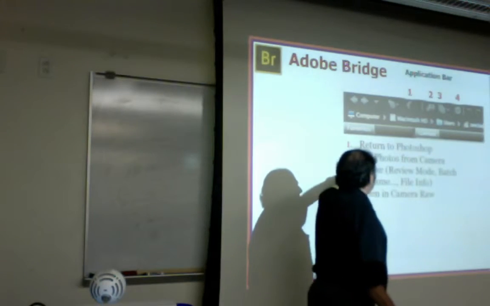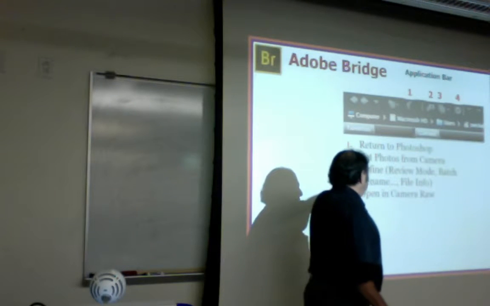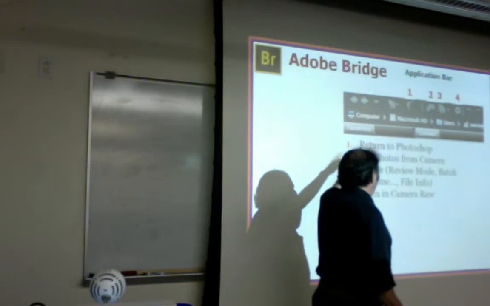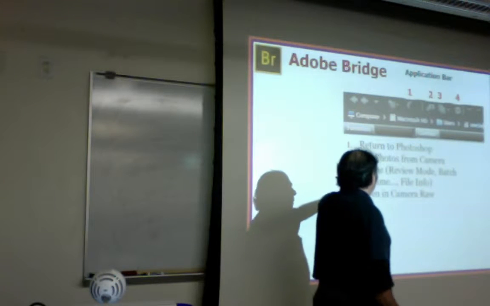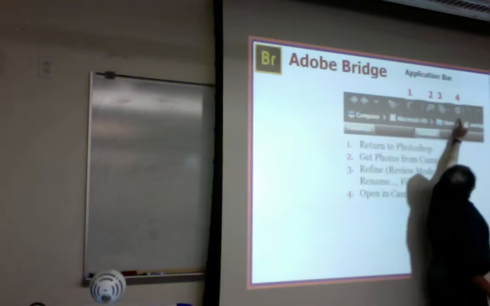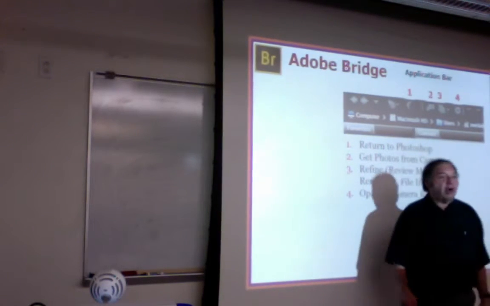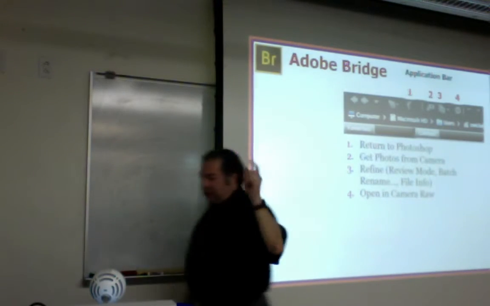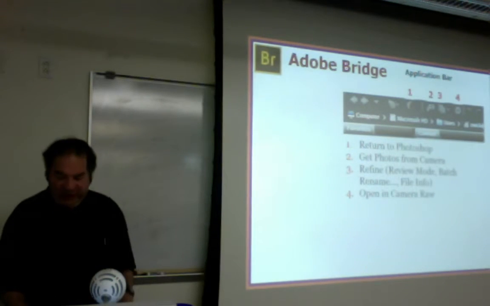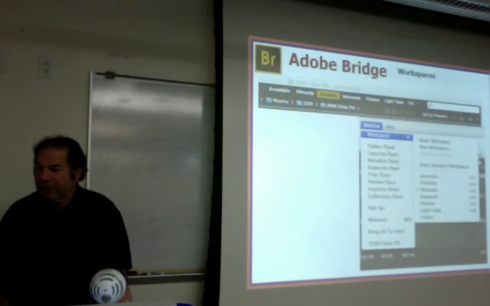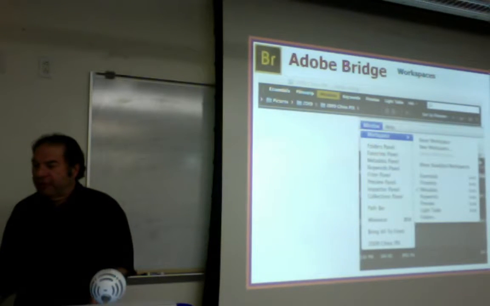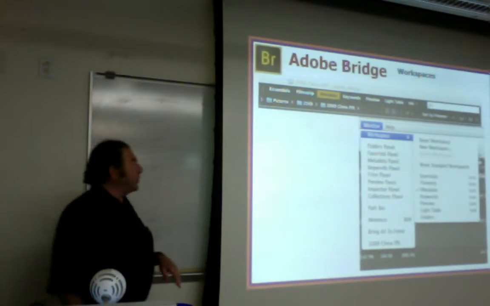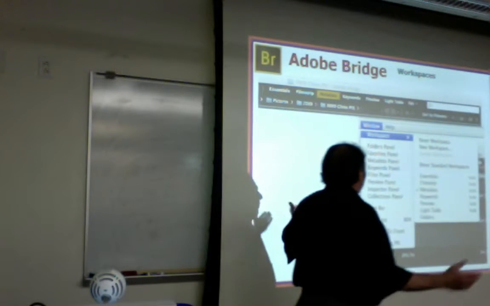Number 3 is review mode. It's renaming things, file info, a whole bunch of things about the pictures. And then this one that looks like an iris goes to Camera Raw. And I think I talked a little bit about that. I'll talk more about it when we get to photography stuff. All right? You also have a number of different workspaces that you can use. A whole bunch of different things.